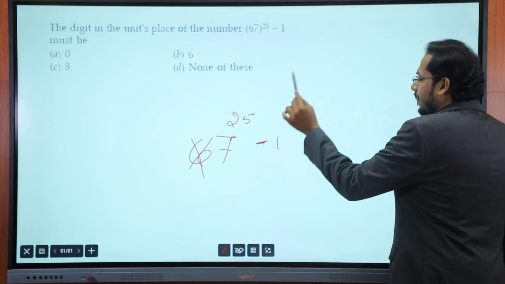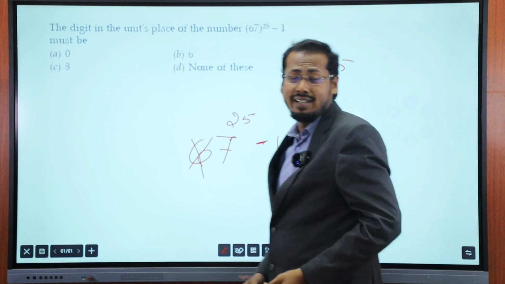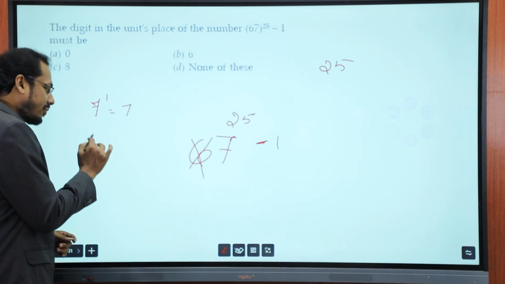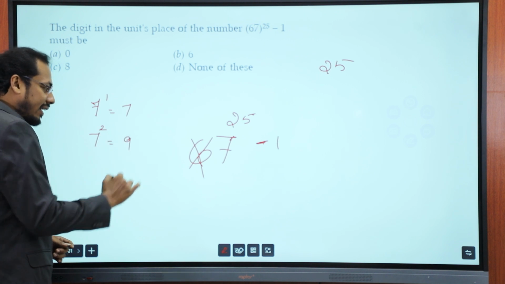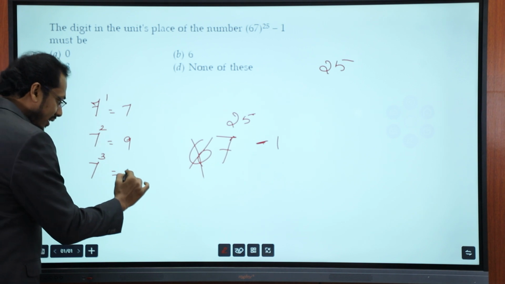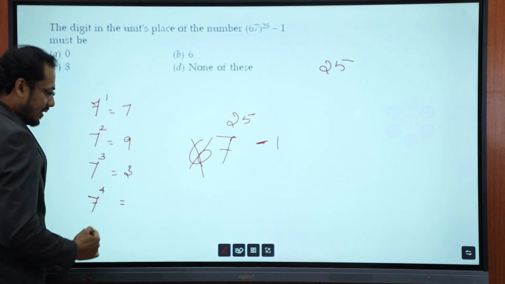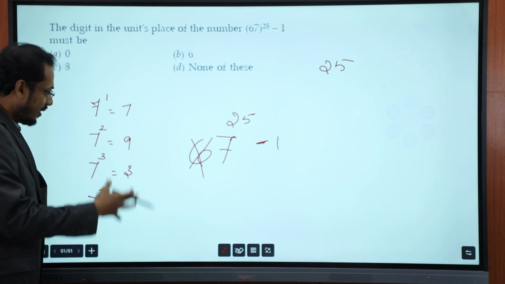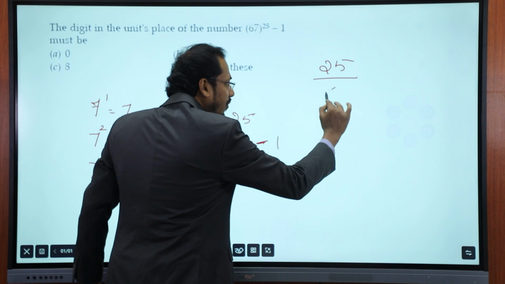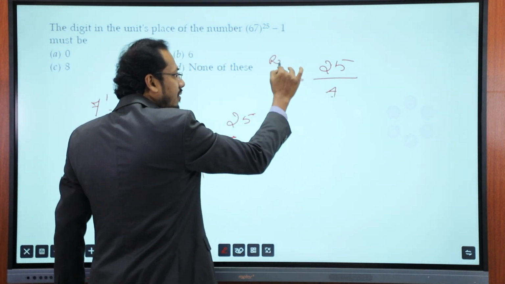25. So 7. What is the cycle for 7? Cycle for 7: 7 power 1 is 7, 7 square is 49, ends with 9, 7 cube is 343, and 7 power 4 ends with 1, right? So this is the cycle. Now look at this, 25 divided by 4. In the 4 table I get 24, so the remainder is 1.